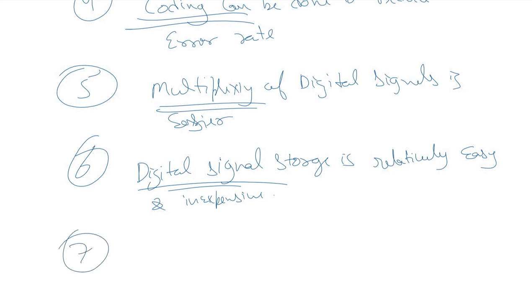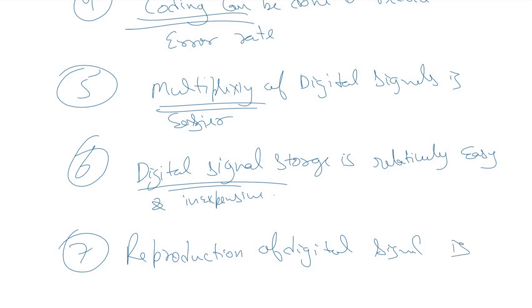Next one is that the reproduction of digital messages can be extremely reliable without any distortion. So at the receiver end, we can easily detect the digital signals without much error. It is reliable.